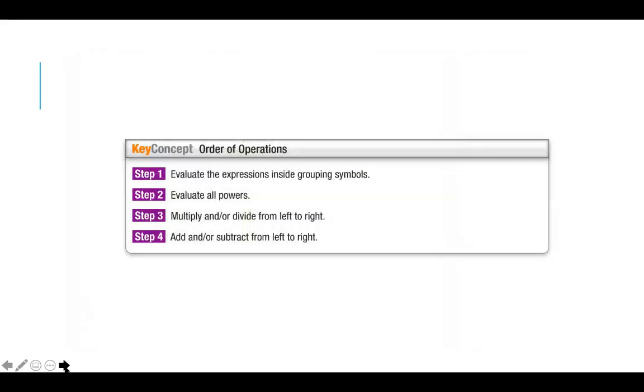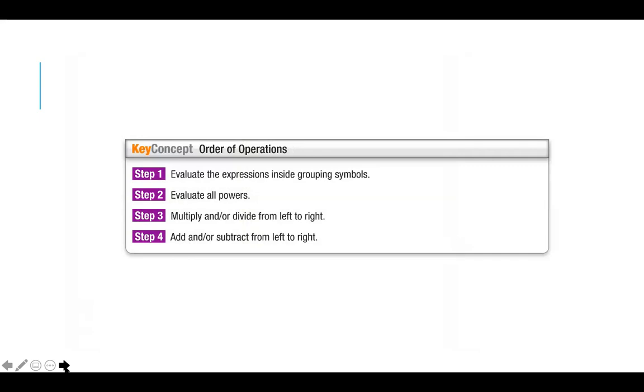All right, so that's just a quick review. In the video, you did hear him talk about order of operations. Sometimes we call this PEMDAS. Step one is the P in PEMDAS, parentheses: evaluate all expressions inside grouping symbols. Then you evaluate powers, also known as exponents, the E in PEMDAS. And then we multiply and/or divide from left to right.